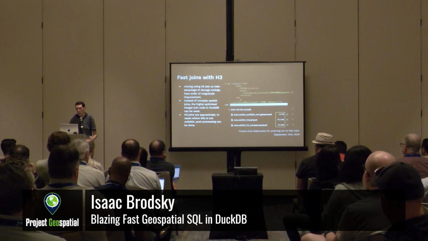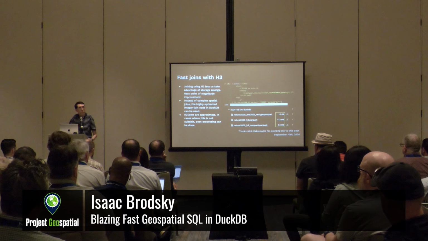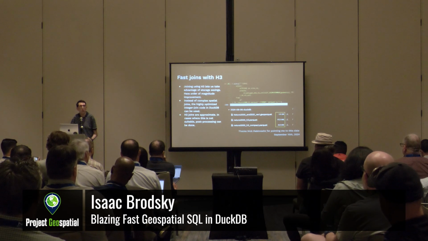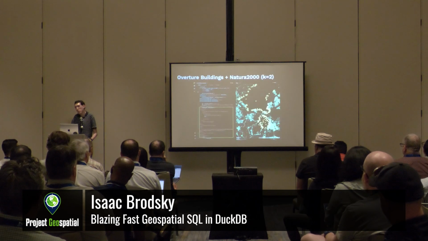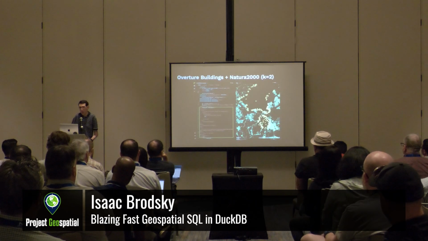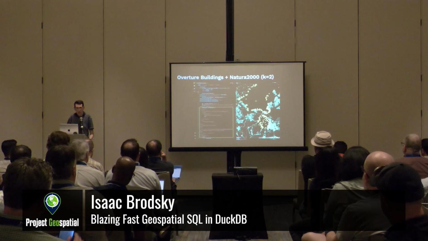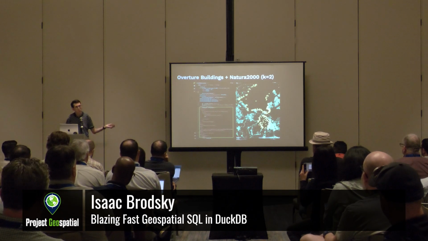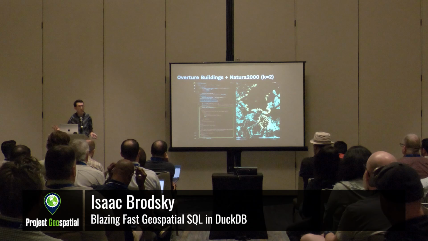And if I use some other algorithms in the H3 library called compact, I can get that down even to single-digit megabytes by using a more, well, as the name suggests, compact representation of the geometries in the H3 index. And the upshot of this is that I can do very fast joins now between this Overture data that we talked about a moment ago and these Natura areas.